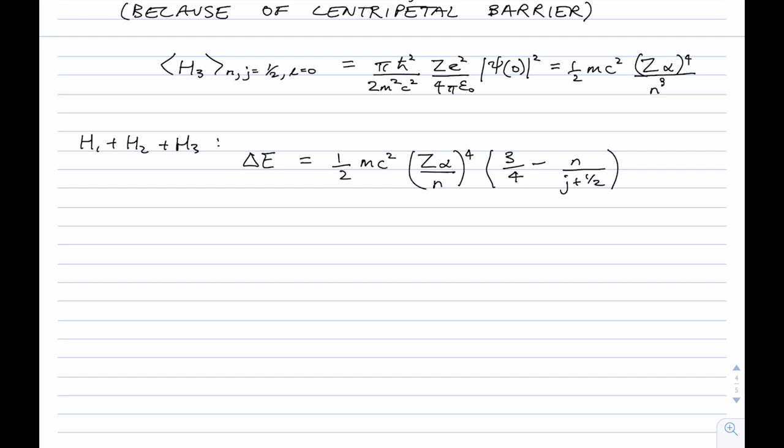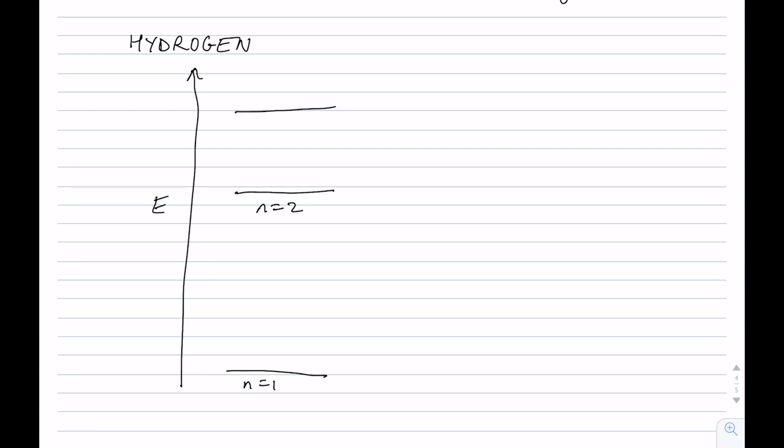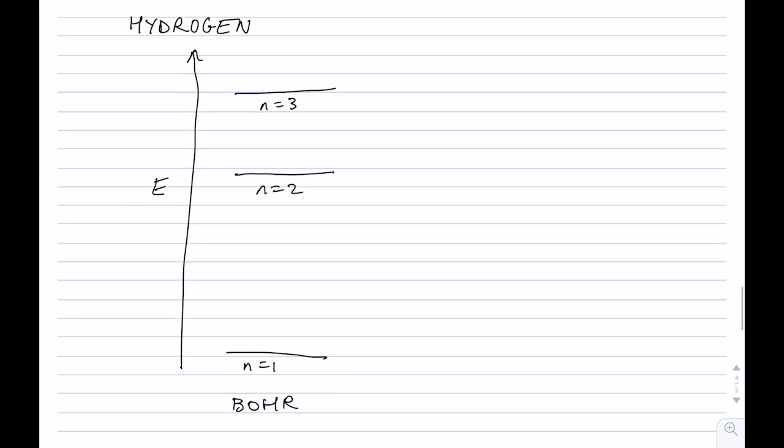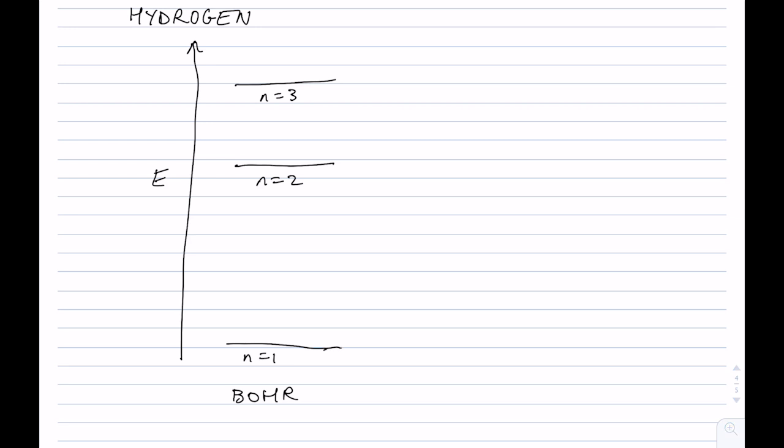So in hydrogen, we've got the non-relativistic spectrum. That's my perfectly straight line. You got n equals 1, n equals 2, n equals 3, and so on. That's your Rydberg series. That's Bohr theory, right? Good old Bohr. And now we add relativity, and what happens is we have a splitting.